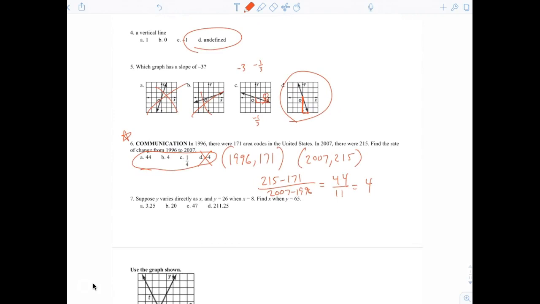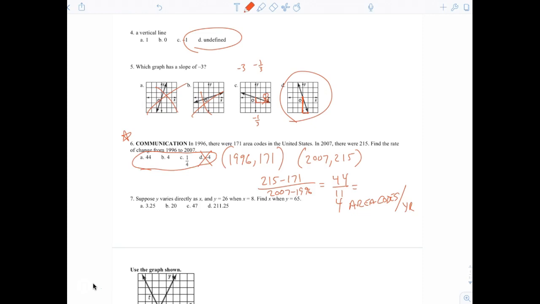Listen to me. That means you're increasing 4, I want you to write this down, area codes per what? That's correct. Very smart. 4 area codes per year. That's what that means. It's a rate. All right? Area codes per year. That's what you're increasing. Now, does it necessarily have to be 4 every year? No. It's like an average. All right? It could be 4 one year, 6 one year, 2 the next year. All right? But on average.